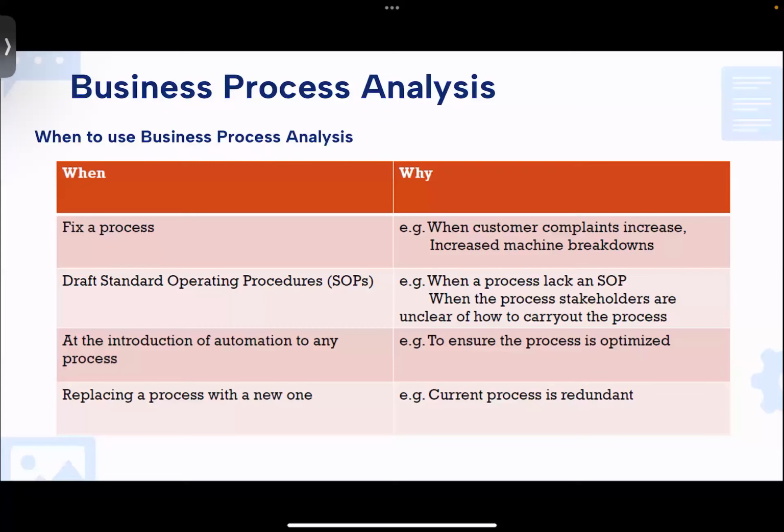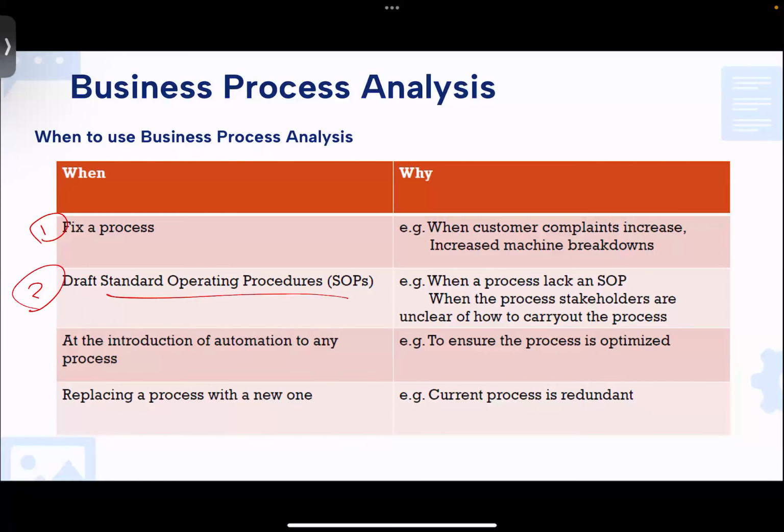Okay, so in here, these are situations where we can use business process analysis. One is to fix a process. For example, if a particular process is not doing what it intends to do, we have to fix the process. Or if there is a bottleneck, or any deficiency, likewise, we have to fix the process. For example, when customer complaints increase, or if there are increased machine breakdowns. Another situation is to draft a standard operating procedure.